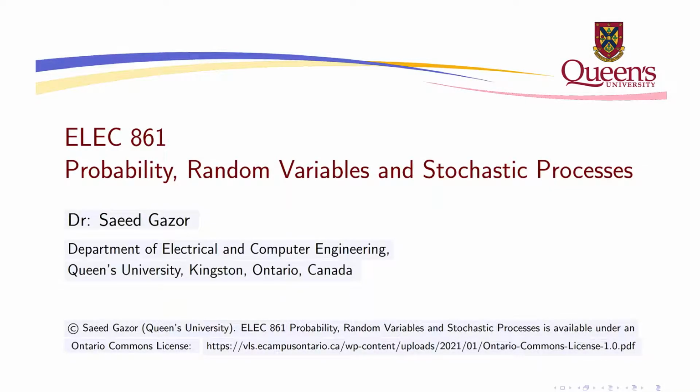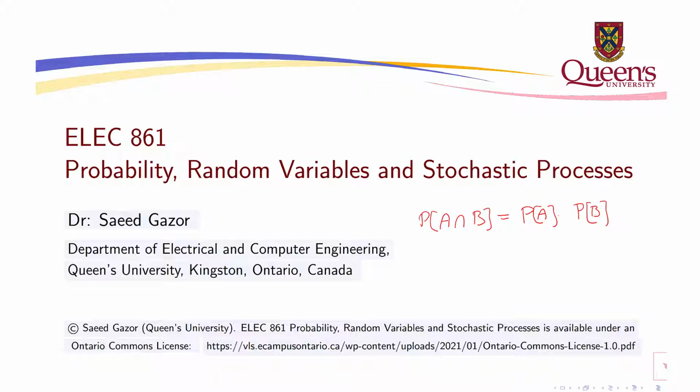Hello. You recall that we have defined two events A and B as independent if the probability of A intersection B is equal to the product of their probabilities. In other words, we call two events independent if the probability of the intersection becomes a product. Now we want to extend this definition to random variables.